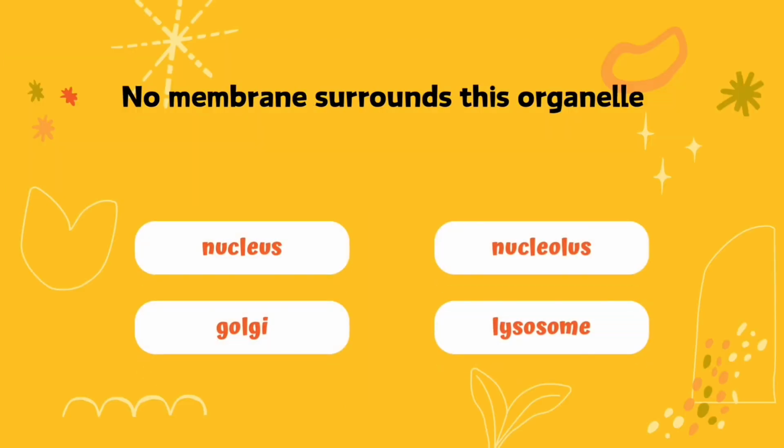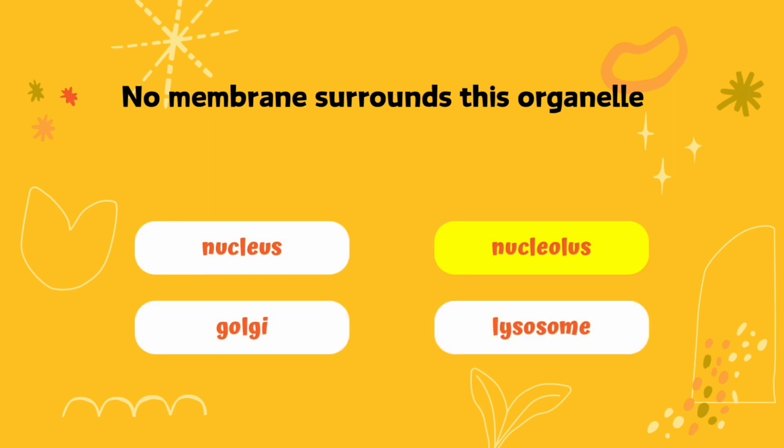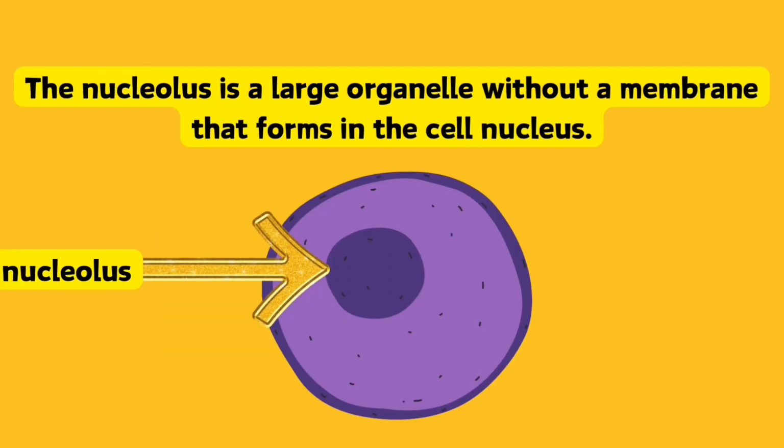Next question says no membrane surrounds this organelle. The options include nucleus, nucleolus, Golgi, or lysosome. The answer is nucleolus. The nucleolus is a large organelle without a membrane that forms in the cell nucleus.